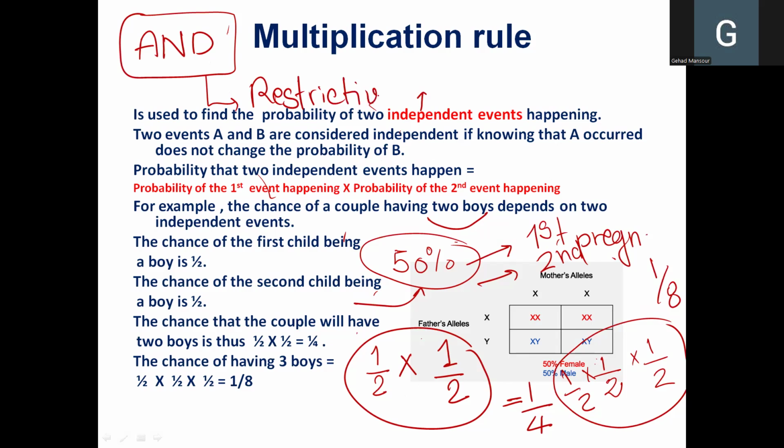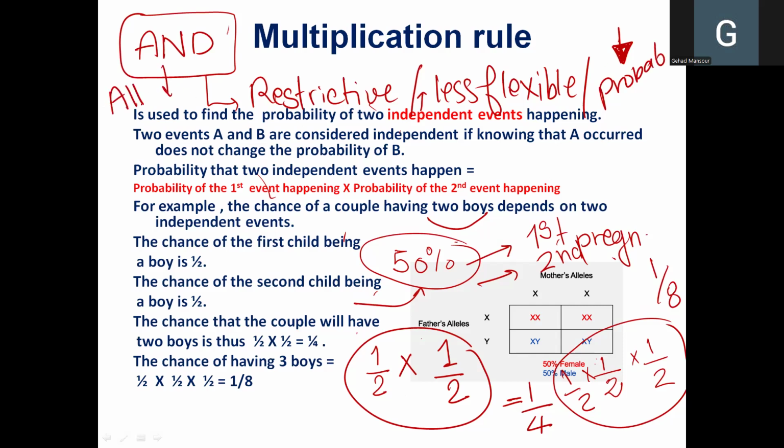Why is it restrictive? Because it's less flexible. It's less flexible. And why is it? These are informal terms that I'm using to make you remember this multiplication rule. It's restrictive. It's less flexible. It decreases the probability because you want everything to occur. You want all things to occur.